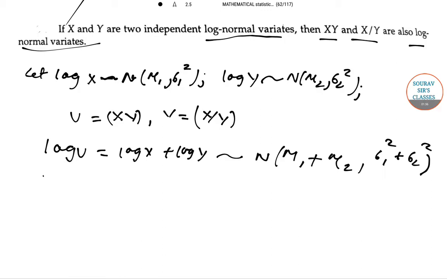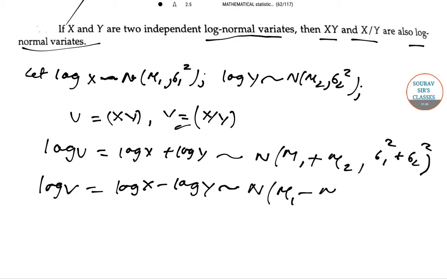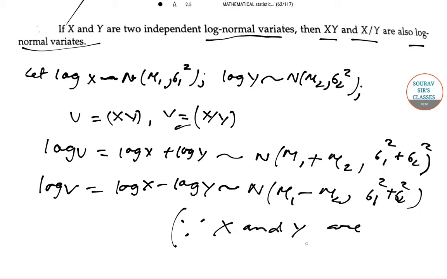Now if you try to find log V, then it will be log X minus log Y, which belongs to normal (mu1 minus mu2, sigma1 square plus sigma2 square), since X and Y are independent.